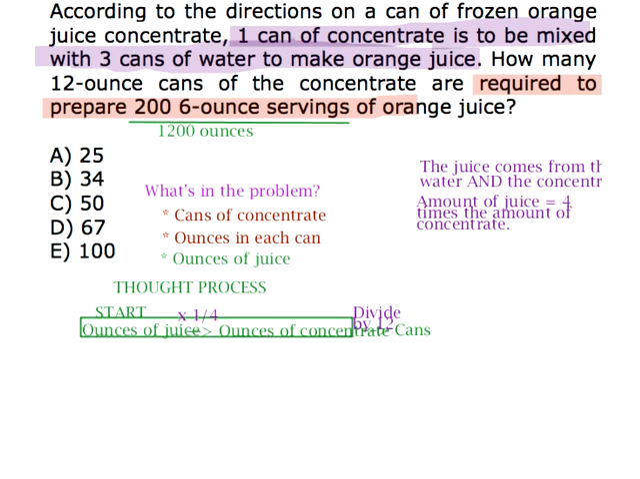So this is 1,200 ounces. So this would be 300 ounces. And so then you would divide that by 12, and you get 25 cans. So there you go.